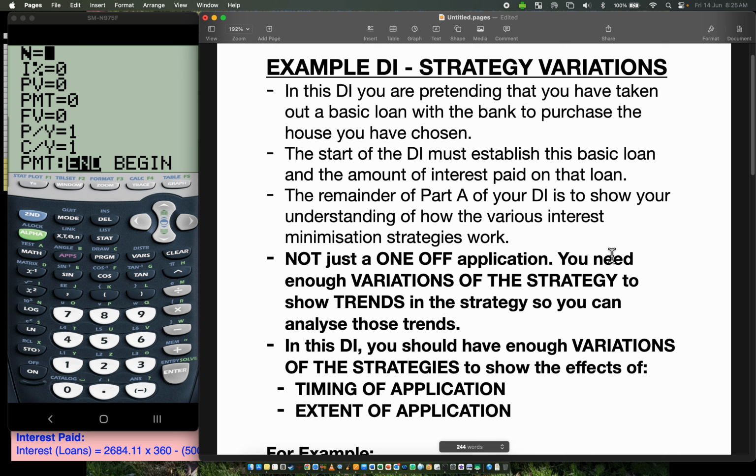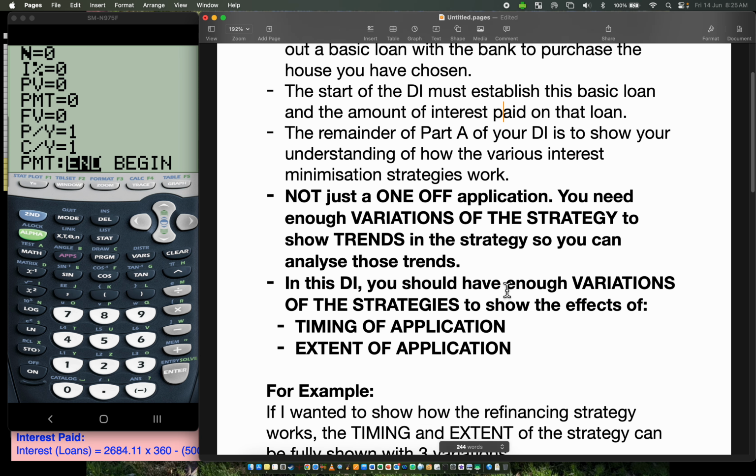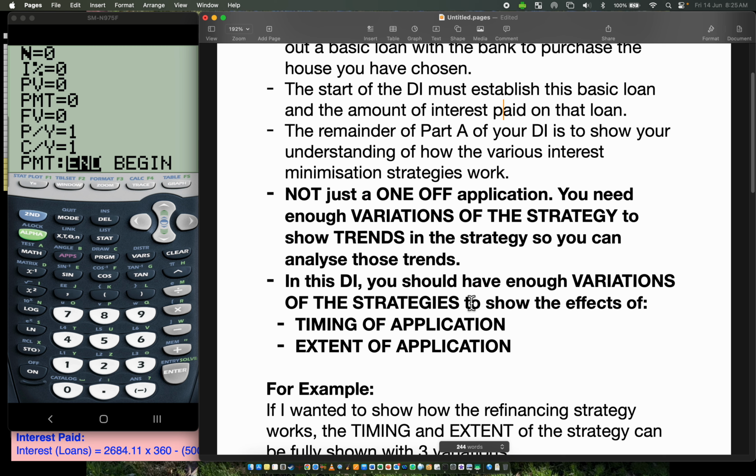The remainder of part A of your DI is to show your understanding of how the various interest minimization strategies work. It's not just a one-off application. You need enough variations of the strategy to show a trend. If I just say that I save X amount of money by paying $50 more per month, that's not a trend, that's an observation, okay? If I say that I save X amount of money by paying $50 more per month, and then a Y amount of money, which is larger than X, saved by paying $100 more per month, I have a trend that I can refer to which says that the more that I pay per month, the more that I save on my home loan. So that's what we're talking about here.